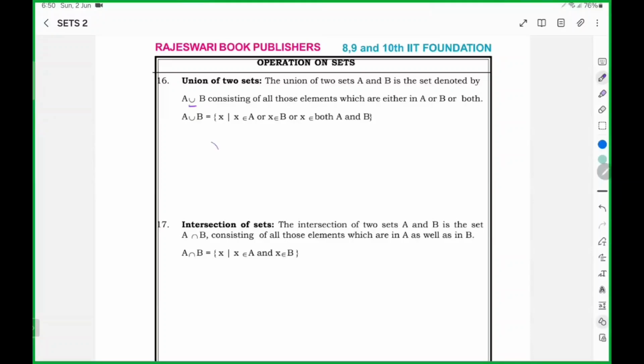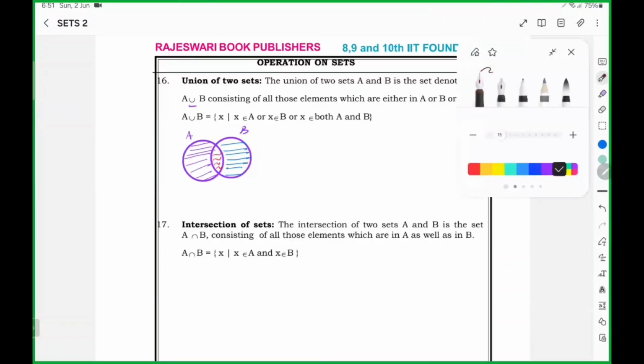So the meaning of it: this is A, belongs to A means only A, or only B, or belongs to both A and B. So here, let us see one example.